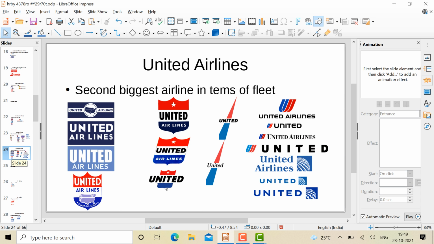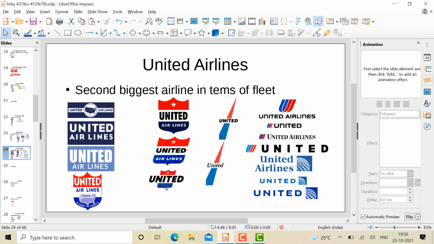The last airline in the big three is United Airlines. United Airlines is the second biggest airline in terms of fleet, not only in the US but in the entire world. The first logo had the map of the US added to United Airlines. In the next one, the map was removed and the name United Airlines took its place.